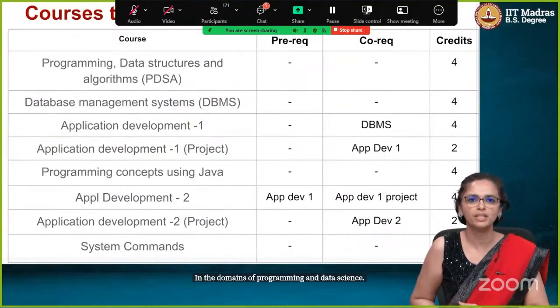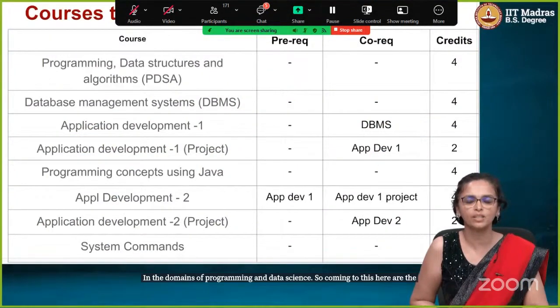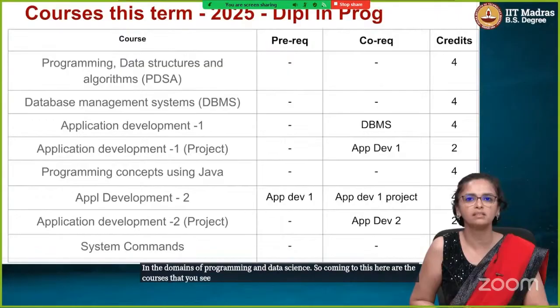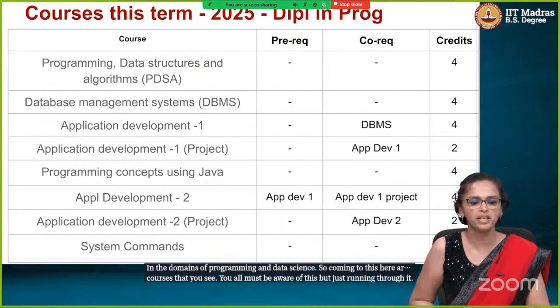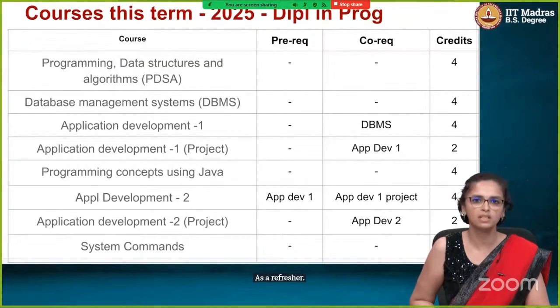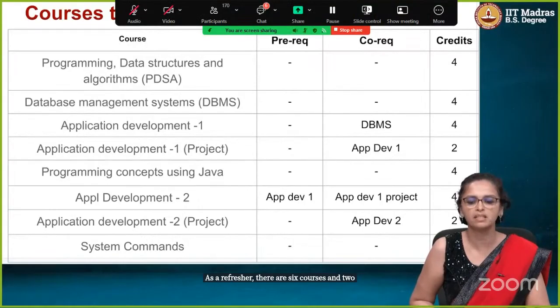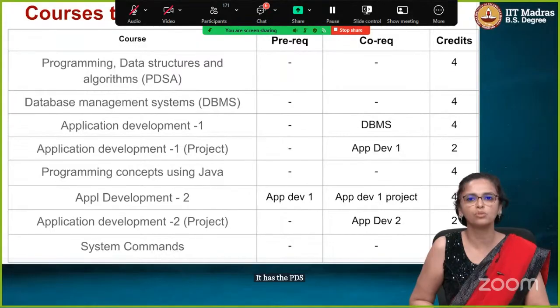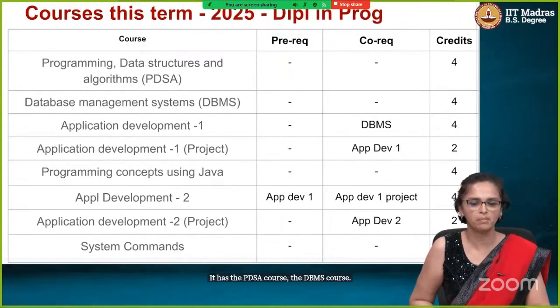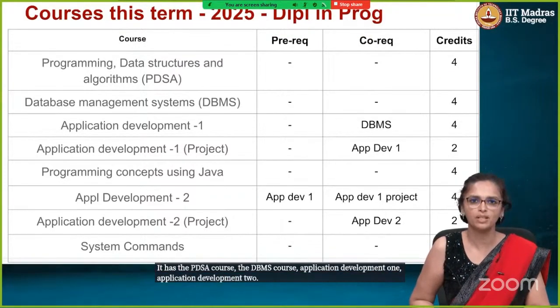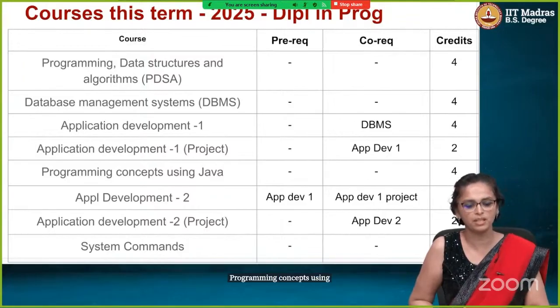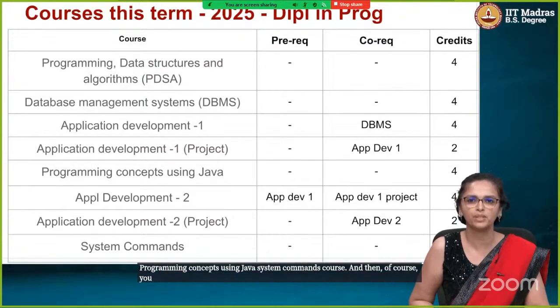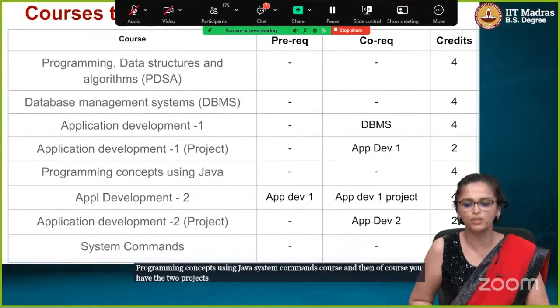So coming to this, here are the courses that you see. You all must be aware of this, but just running through it as a refresher. There are 6 courses and 2 projects in each diploma. This is the diploma in programming. It has the PDSA course, the DBMS course, Application Development 1, Application Development 2, Programming Concepts using Java, System Commands course. And then of course you have the 2 projects, AppDev 1 project and the AppDev 2 project.